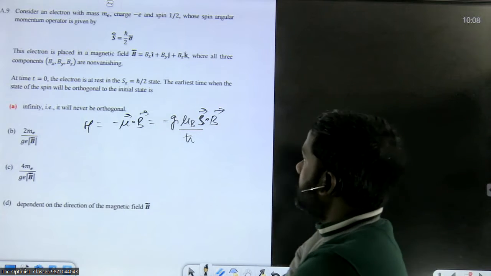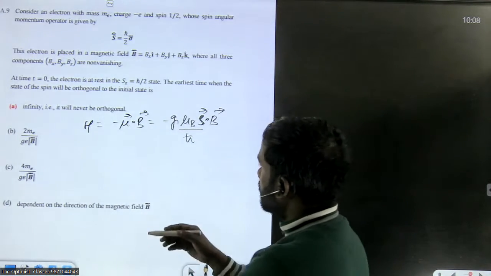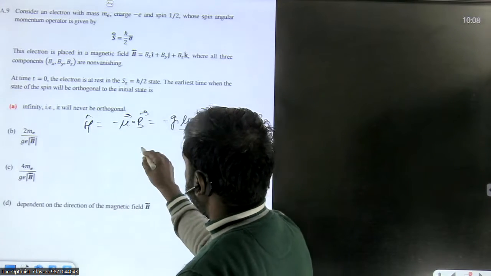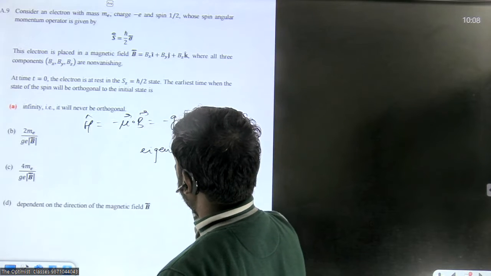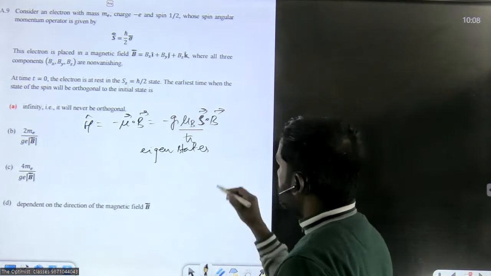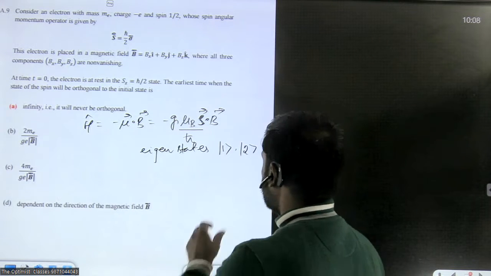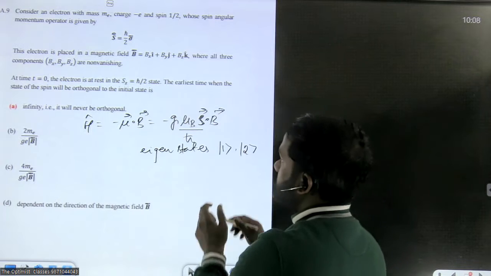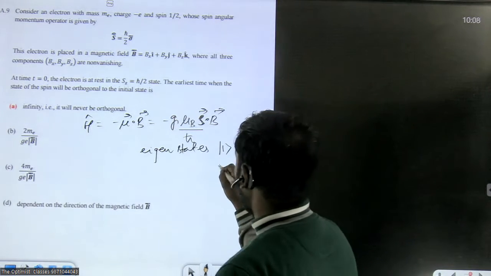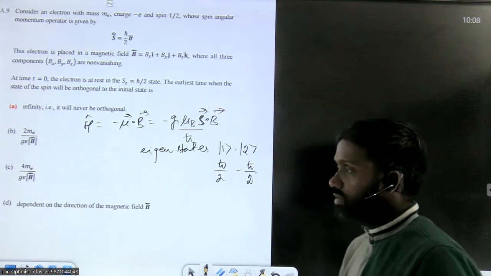Now see, the magnetic field is in some arbitrary direction. So this is the Hamiltonian operator. If you calculate its eigenstates, we can use Pauli matrices to calculate its eigenstates easily. Suppose you get state 1 and state 2. One state will represent the state parallel to the magnetic field and the other opposite to the magnetic field, with corresponding eigenvalues h bar by 2 and minus h bar by 2.